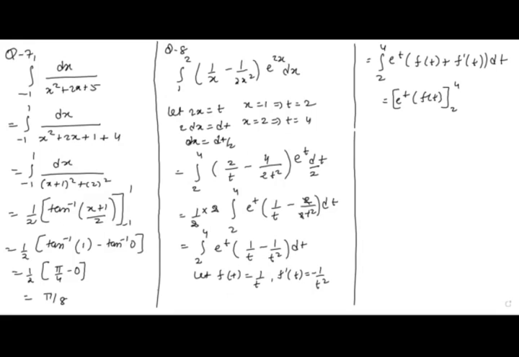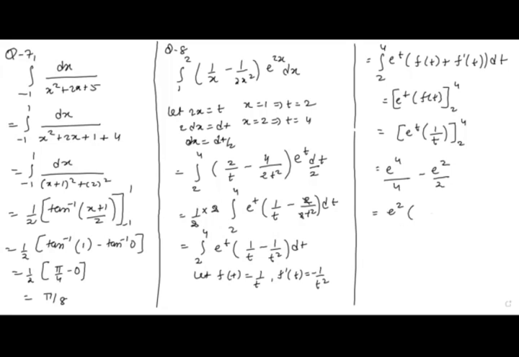Keeping the limits 2 to 4, and the value of f of t as 1 by t, and keeping the value of t as 4, I will get e raised to 4 by 4 minus e raised to 2 by 2. Finally, I can write this as, taking e raised to 2 common and taking LCM of 4, e raised to 2 into e raised to 2 minus 2 upon 4.